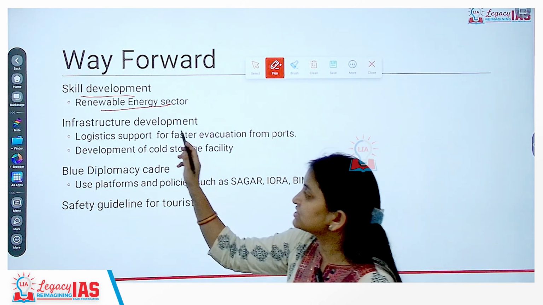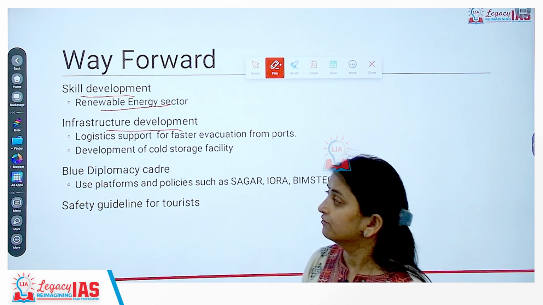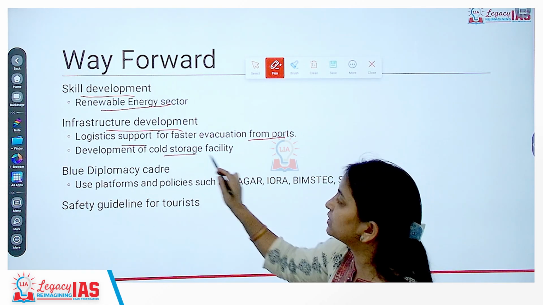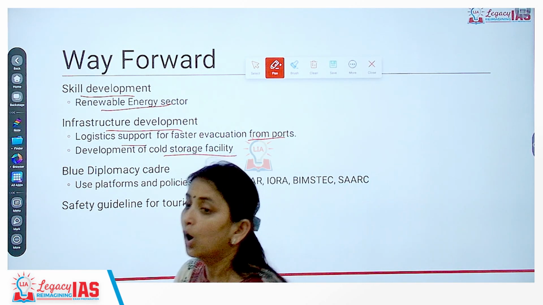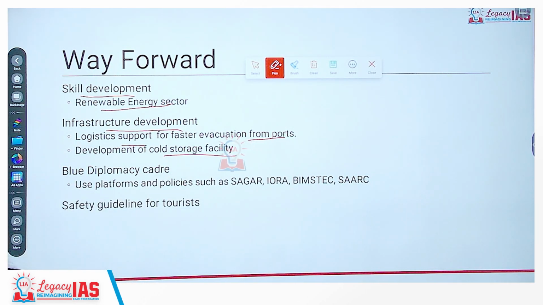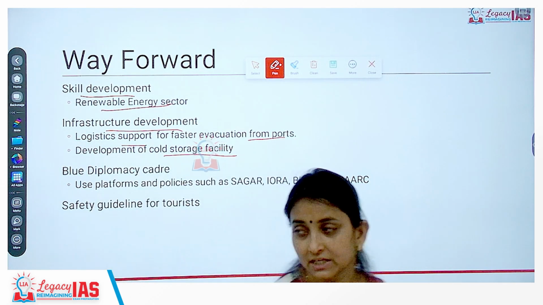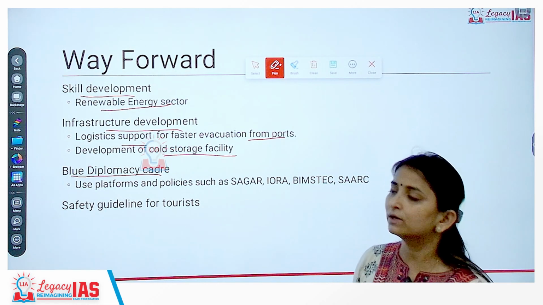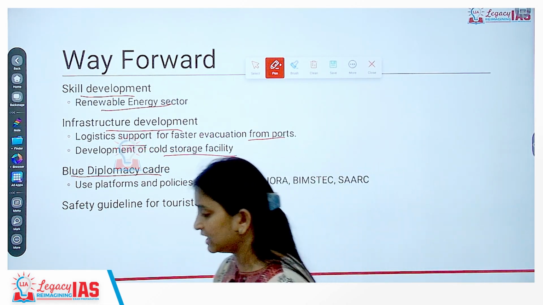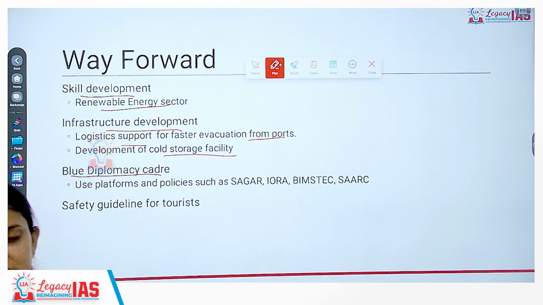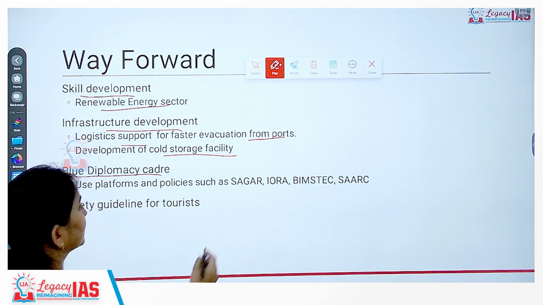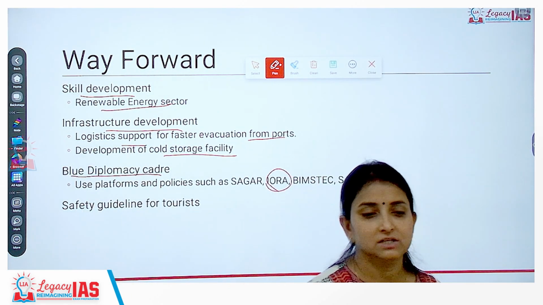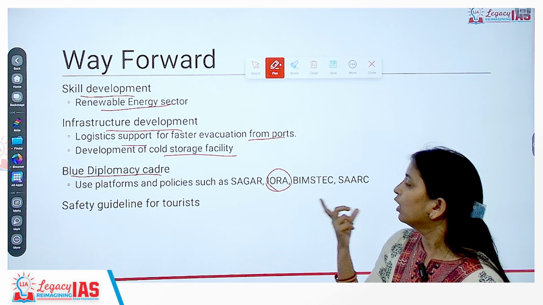But apart from this, infrastructural development is also very much important. We need logistic support, as we discussed, for faster evacuation from ports and development of cold storage facilities at the port, or cold storage facilities which are also mobile should be present at the port. Okay. Plus, we need to develop a blue diplomacy cadre. Blue diplomacy cadre means this cadre will be engaging with all the Indian Ocean surrounding countries, that is Indian Ocean region countries, IORA countries, and we will be making use of platforms and policies such as SAGAR, Security and Growth for All, or BIMSTEC and SAARC.